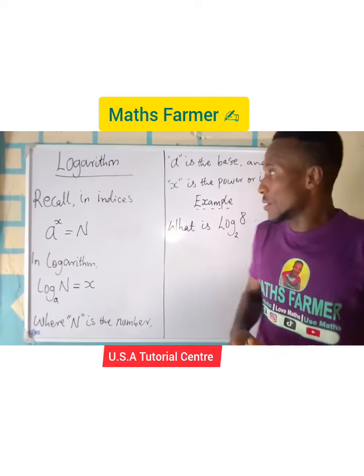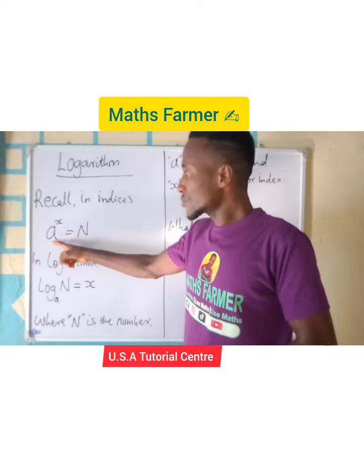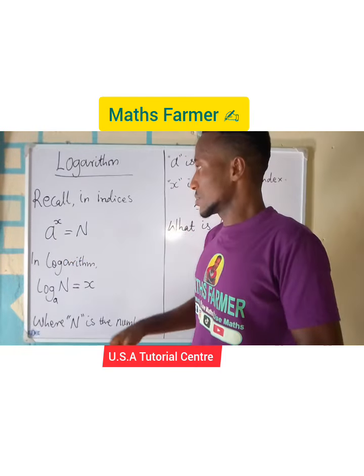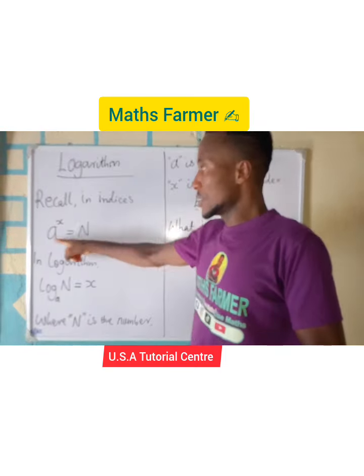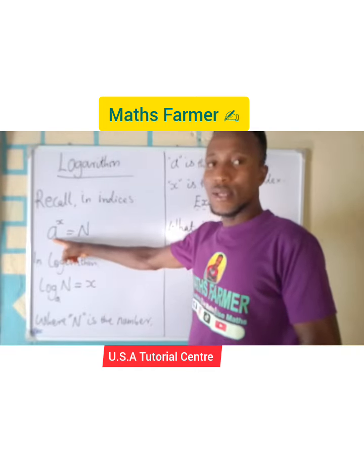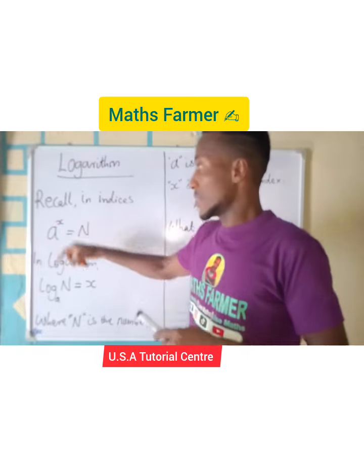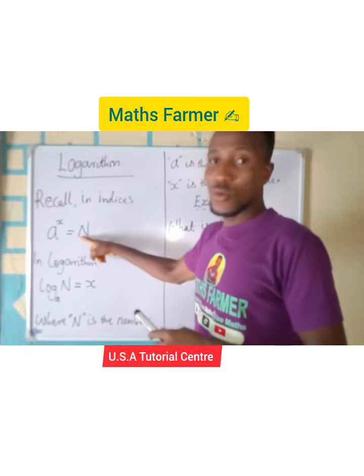Indices. So now, in indices, you remember that when we have a raised to the power of x is equals to n, here a is the base, while x is what? The power or the index. And the answer we give you is what we know as what?